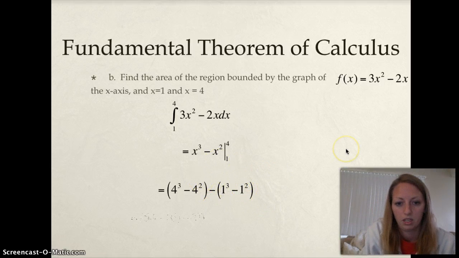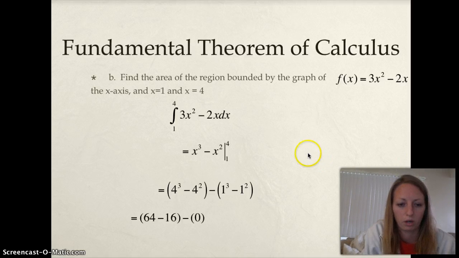1 minus 1 is just 0, so that's going away. 4 cubed is 64, 4 squared is 16. We are left with 48.